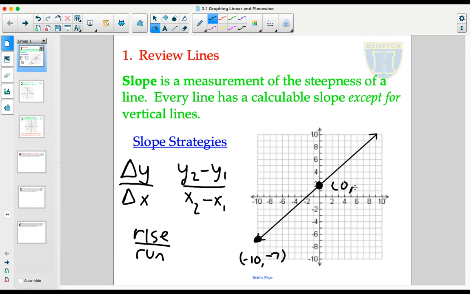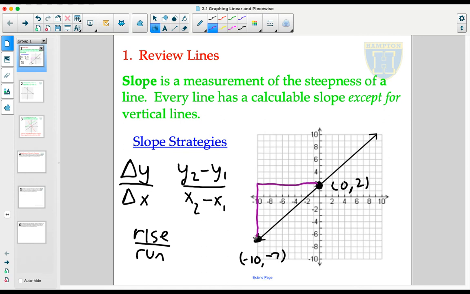So from this leftmost point, which is at the position (-10, -7), to this point right here, which is at the position (0, 2), we calculate our slope by drawing a slope triangle, where we go up from the one point and then over. And we calculate the lengths of those two distances and use those to help us figure out our slope.